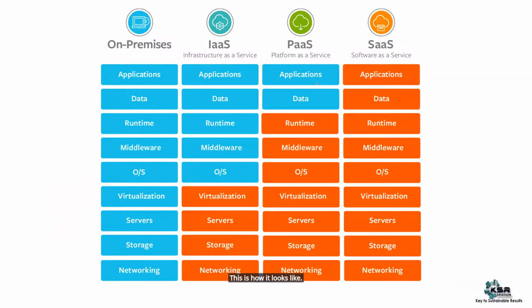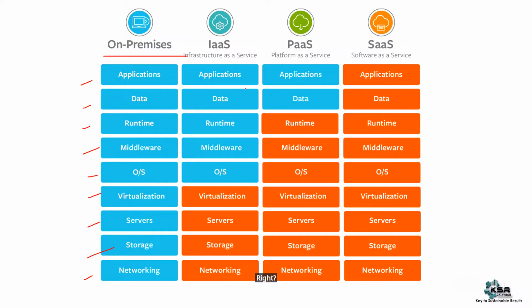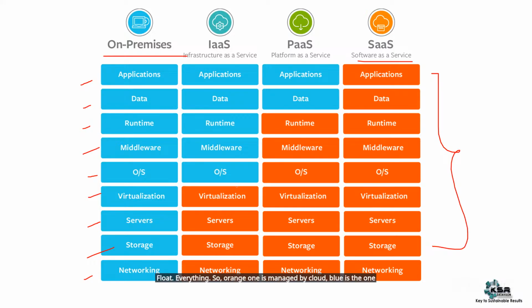Now, on-premise means your own laptops. It's your offline system, right? Your own laptops, so everything is managed by you. Every component is managed by you. Whereas if you go with cloud, cloud has these three services. With software as a service, nothing is managed by you. Everything is managed by cloud. The orange one is managed by cloud, and blue is the one managed by us.